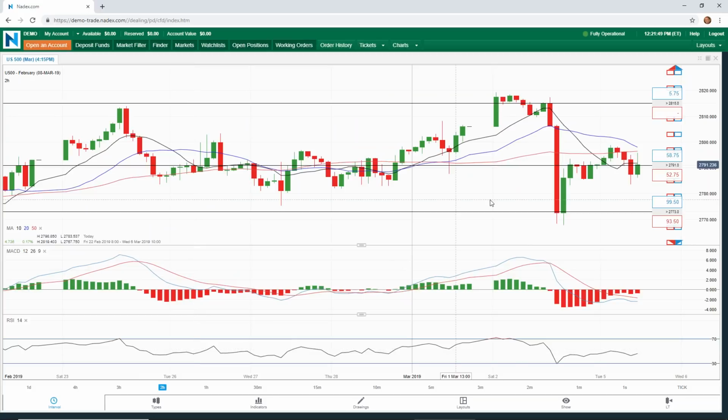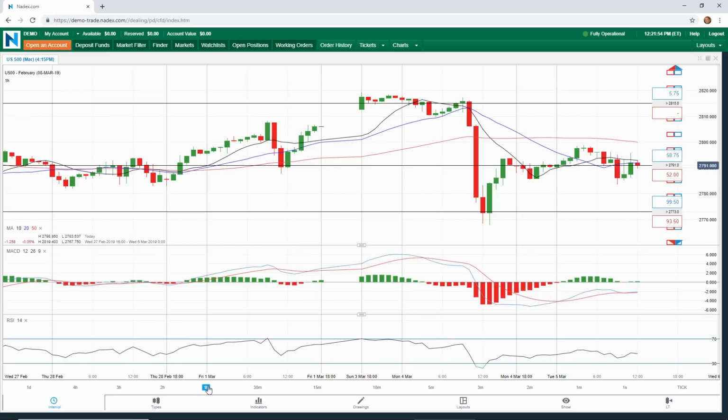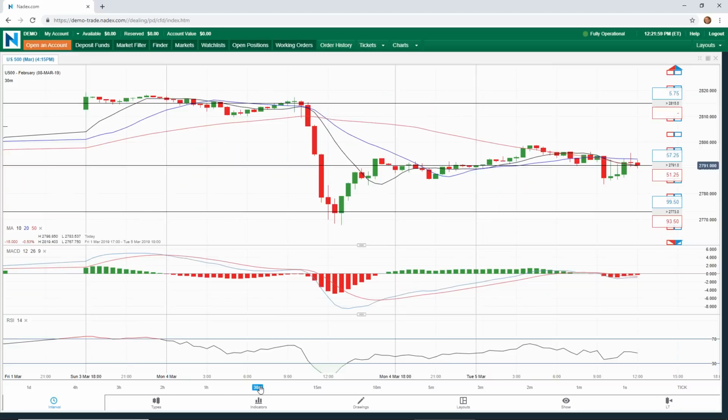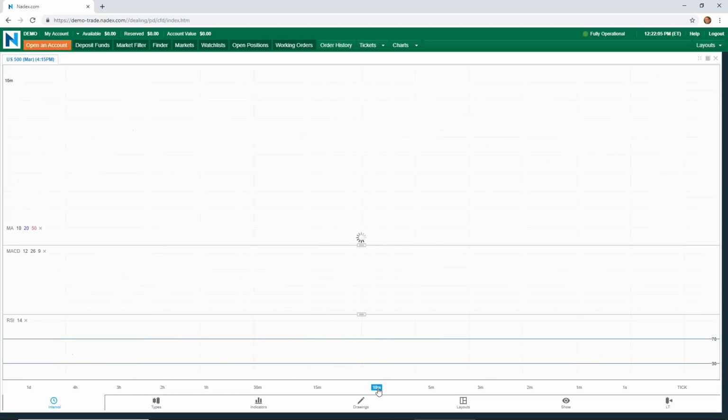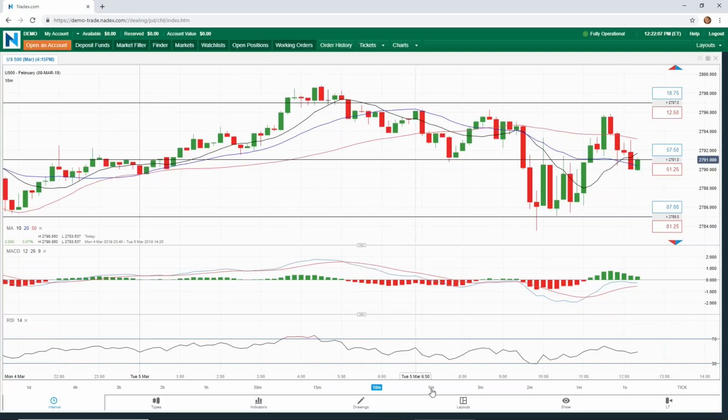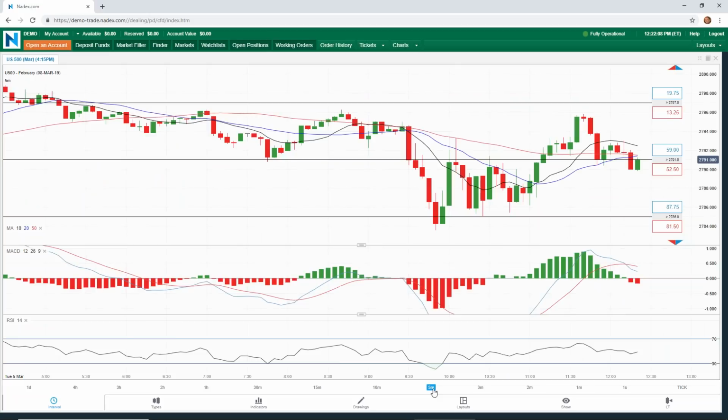Let's see if we have anything on the 2 hour. We don't have the moving averages in alignment. Let's look at the 1 hour. Same thing there, that's no good. Let's look at the 30-minute, the 15-minute, and then let's take a look and see if we have anything on the 10-minute, the 5.